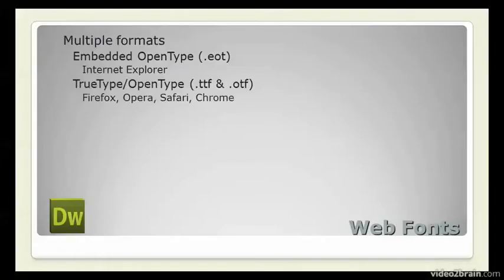Internet Explorer uses Embedded OpenType. This is a proprietary standard that other browser makers can't use. Firefox, Opera, Safari and Chrome support TrueType and OpenType. On the iPhone and iPad, they use Scalable Vector Graphics (SVG).